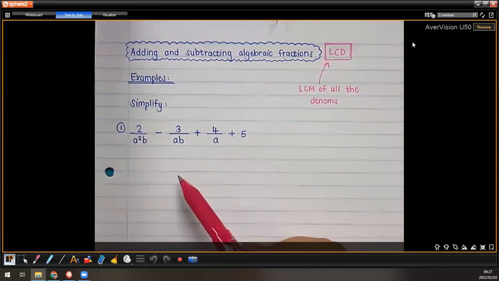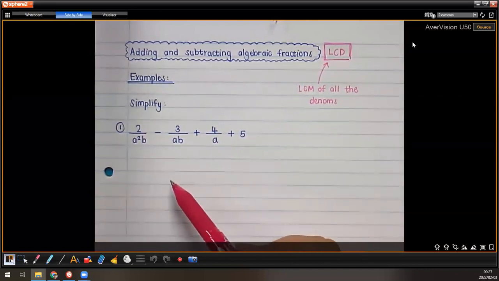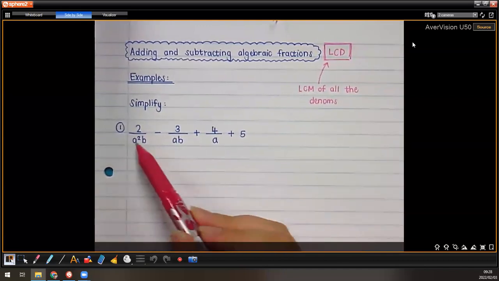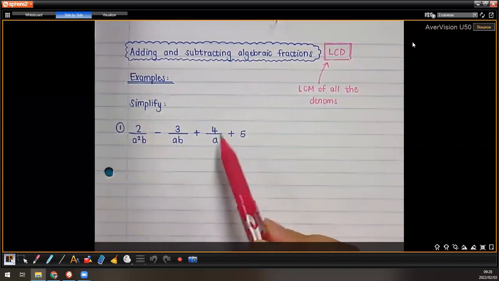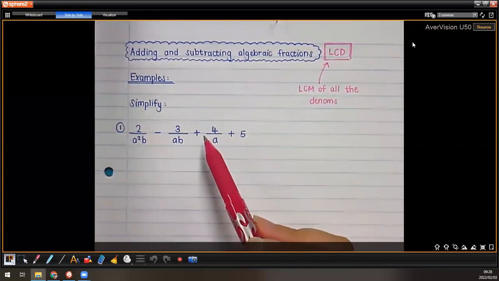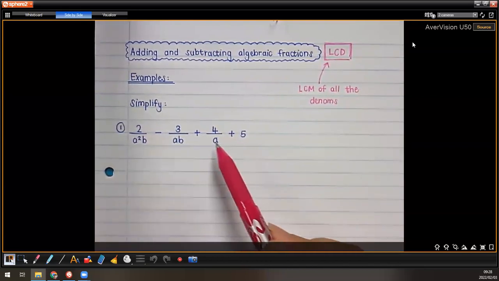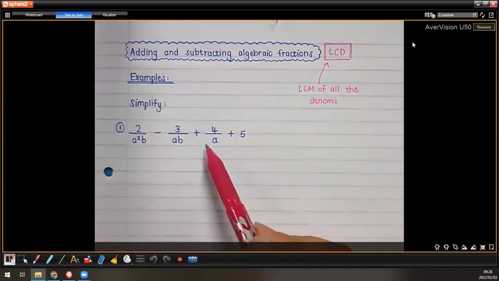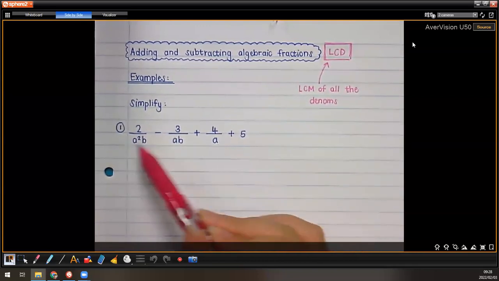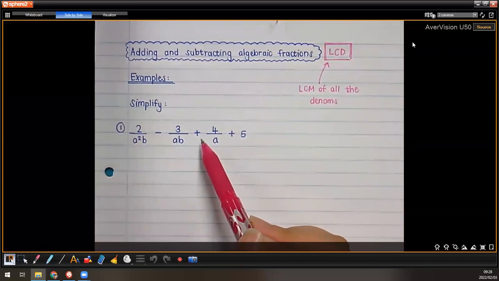And guys, when it's numbers, I think you are fine with that. It's quite easy to find the lowest common multiple of numbers. But when we are introducing variables, it gets a bit more complicated. So what we need to do is check which variables I have in these 3 denominators. So we see that we have an A and a B.